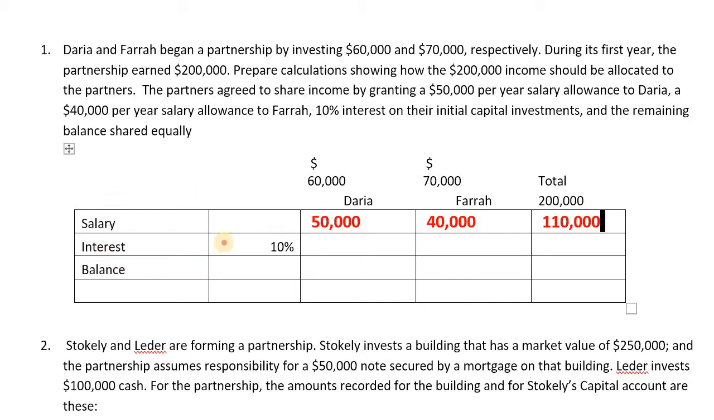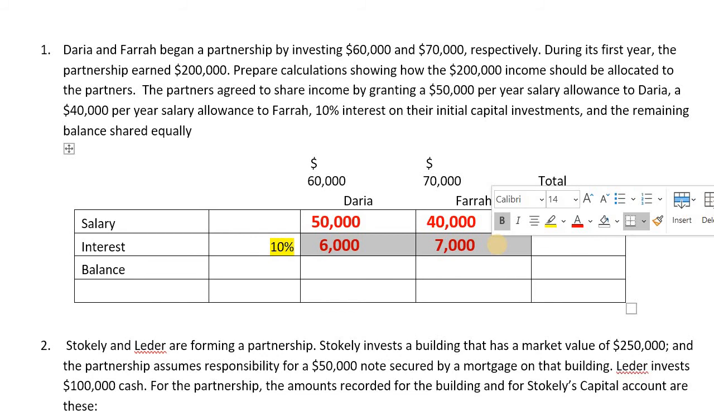Step 2, how about interest on their capital? We said we were going to pay it at 10%. 10% of Daria is $60,000. Looks like $6,000 to me. 10% of Farah is $70,000. Looks like $7,000 to me. So $13,000 of our income is going to be associated with interest on their capital accounts.